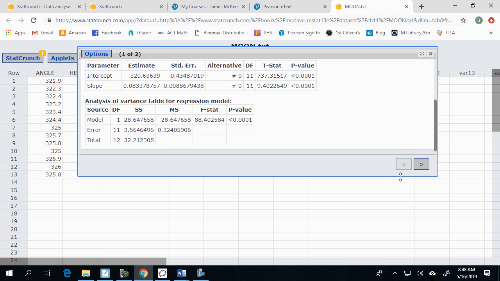I'm not even going to say y. I'm going to say angle in pixels, right? Equals what? The numbers are there. What's the model I'm trying to fit? Y hat equals beta 0 plus beta 1 x1. What's beta 0?